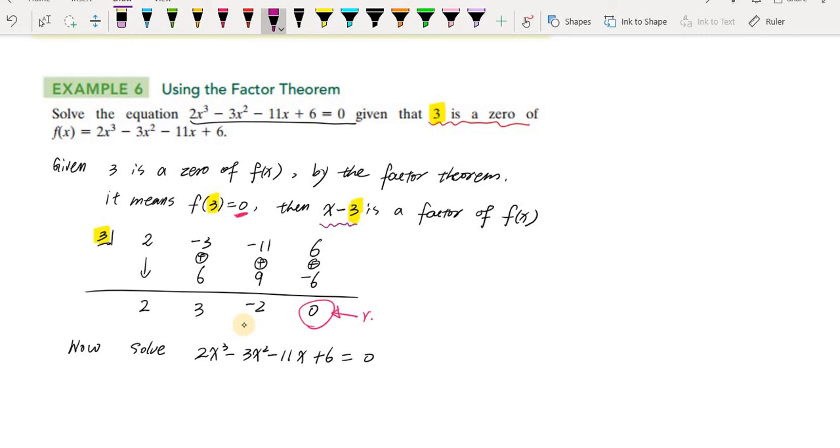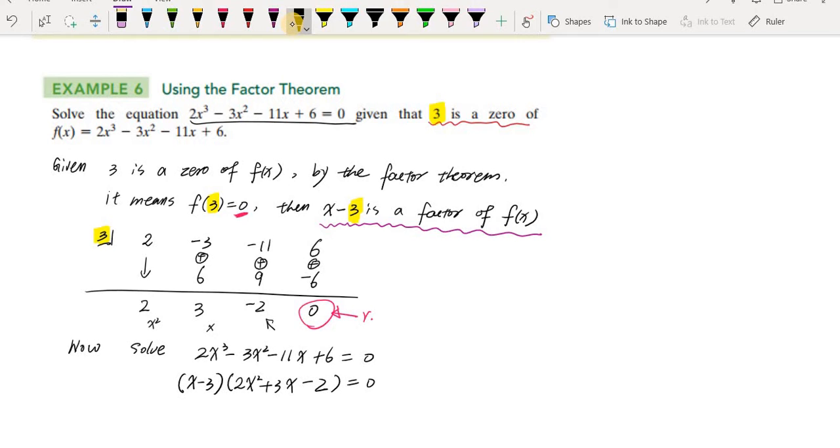We said x minus 3 is a factor of the function. That means I can write this as x minus 3, that is my factor for the function, and then this whole thing equals 0. Remember, this is my number, and then this is my x term, this is the x squared term. Those are our coefficients. So I'm going to write it down right here. That will be 2x squared plus 3x minus 2.